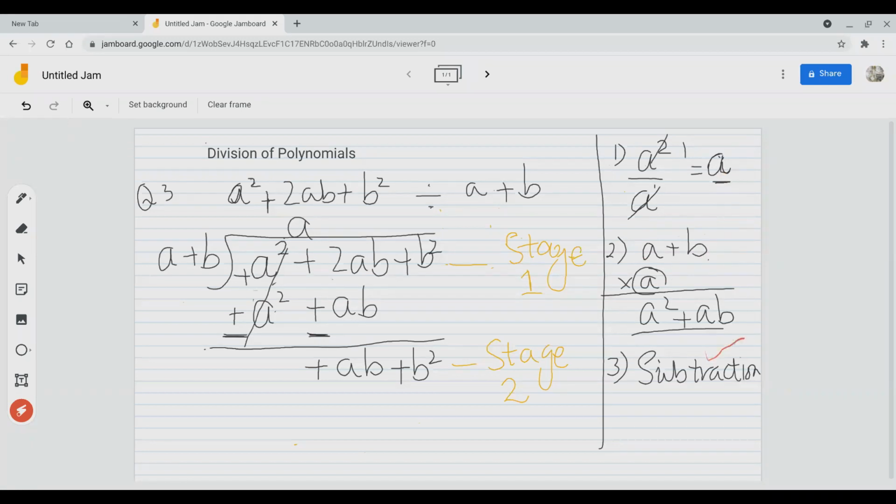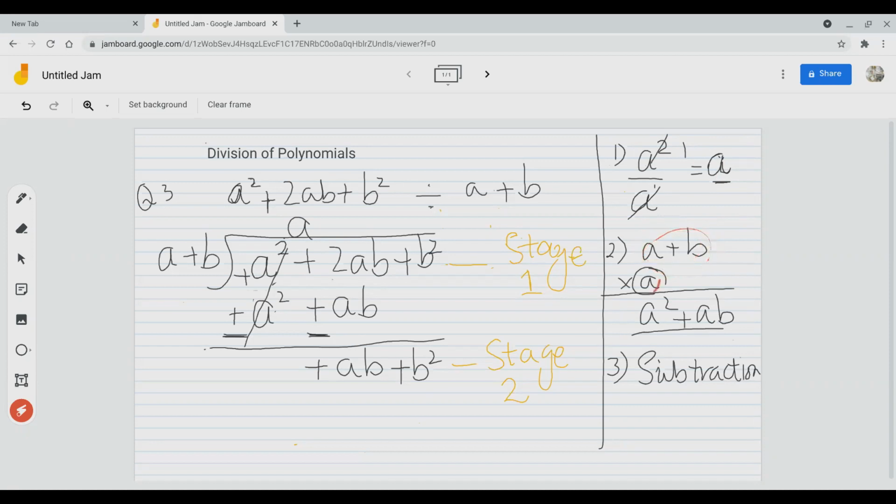step you will subtract. First step is divide the first term inside by the first term outside. Inside term will come on the top, outside term will come down. Okay, you will cancel. When you cancel this, you get this A. Take this A, or any answer, and multiply by the divisor, full divisor, all terms.